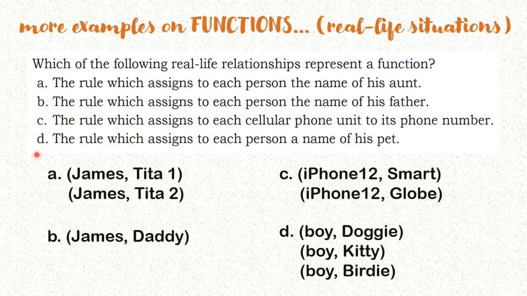Okay, so which one do you think represents a function? So you're going to look for a set of ordered pairs kung saan hindi na uulit ang first component. And this is clearly letter B. Kasi si James, isa lang naman talaga ang daddy niya. That's why we have B as the final answer.